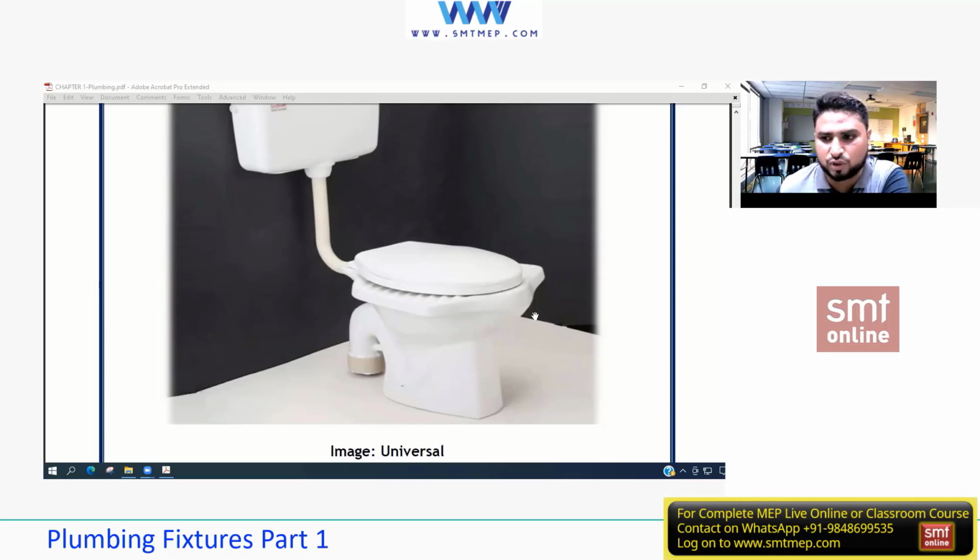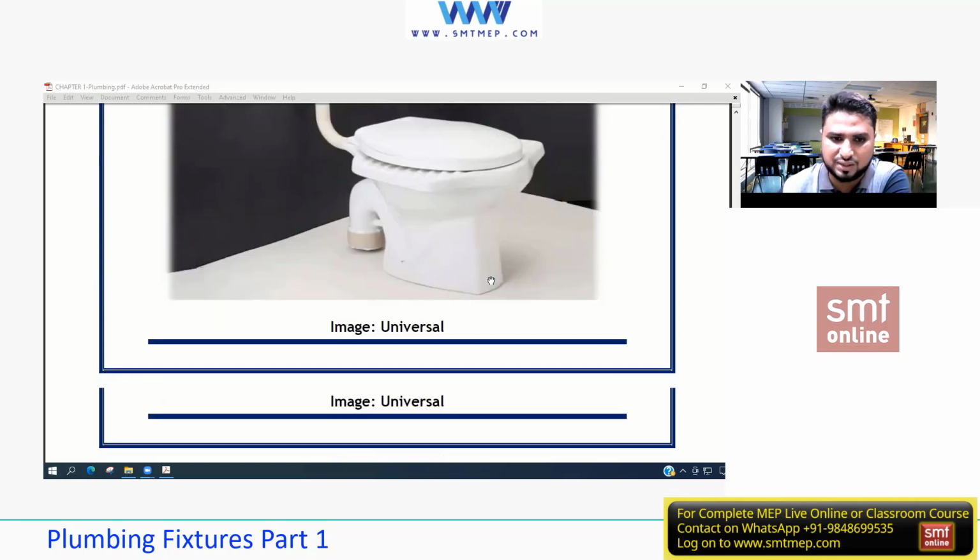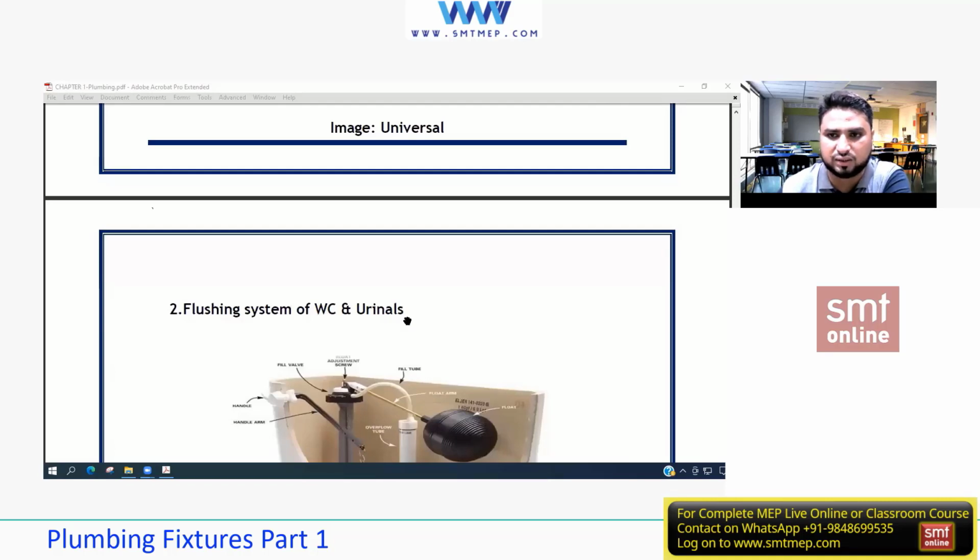So they have this because, as per their habit and nature of call, they can use it over here. Again, this also demands only cold water. Okay, so this was about the WCs. The next is the system for the WC and urinals, the flushing system, I mean to say.